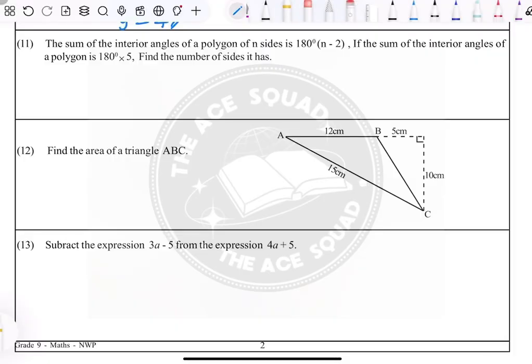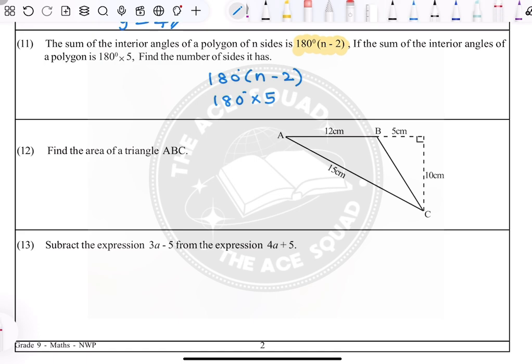Alright, let's look at the rest of the questions from part 1. The sum of the interior angles of a polygon of n sides is 180 degrees into n minus 2. If the sum of the interior angles of a polygon is 180 degrees into 5, find the number of sides it has. So you can see they've already given you this particular formula, 180 degrees into n minus 2. And the polygon that they are talking about has its sum of interior angles as 180 degrees into 5.